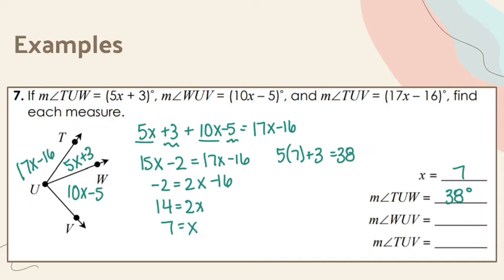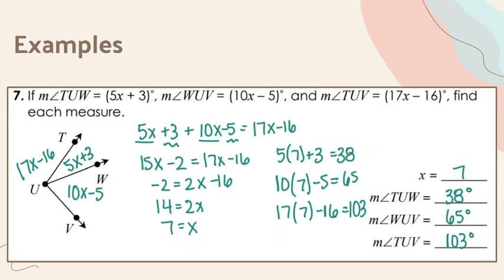Angle WUV is 10x minus 5. So 10 times 7 minus 5 is going to give us 65. That means this angle measures 65 degrees. Angle TUV is represented by 17x minus 16. So 17 times 7 minus 16 gives us 103. So that angle is 103 degrees.